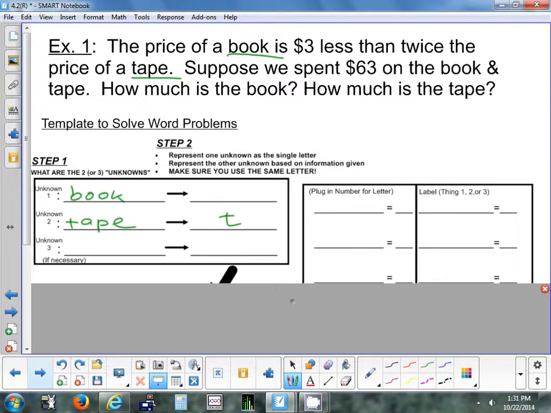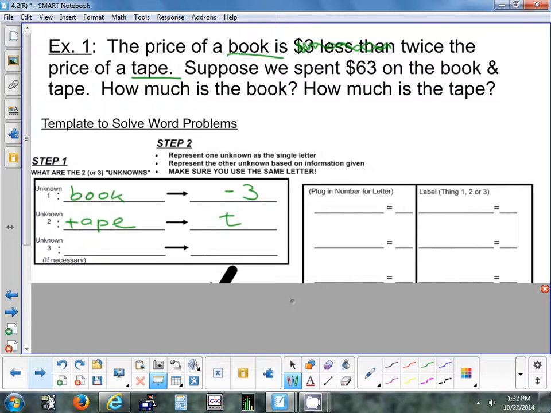Now, this is where, I know last night, some people got into trouble. So now we've got the tape, we've got T, we're fine. Now at this part: the price of a book is $3 less than. So immediately when I see less than, what do I do? Make it minus 3. I'm going to leave some space here because more information needs to go here. So I put my minus 3 because that stands for less than. I used that less than piece.